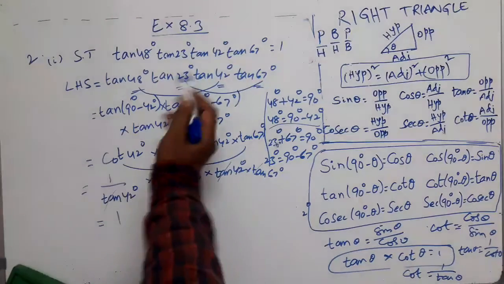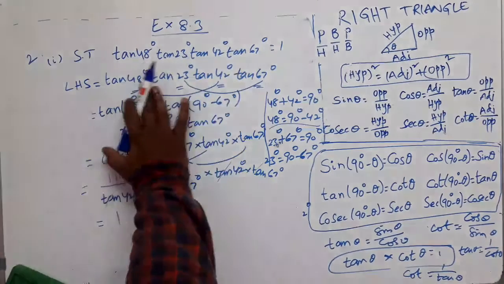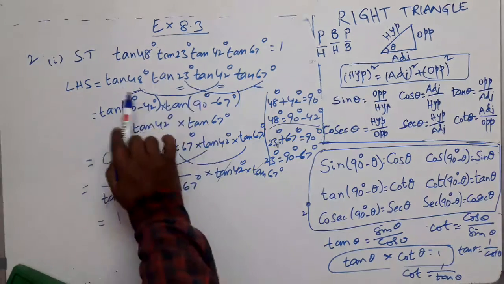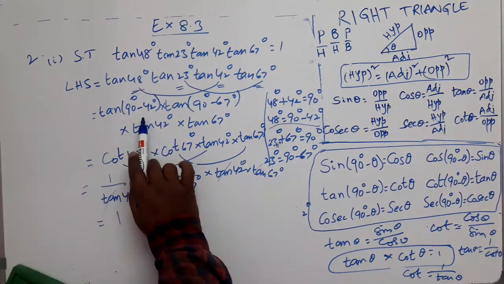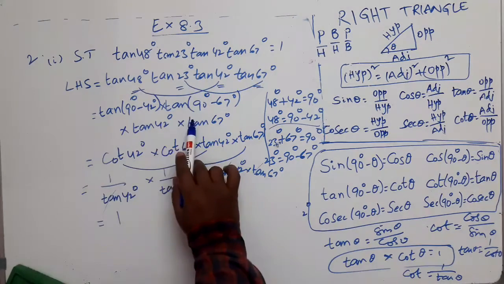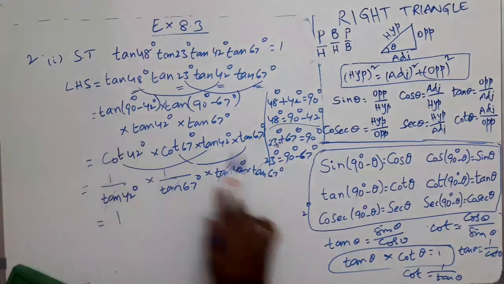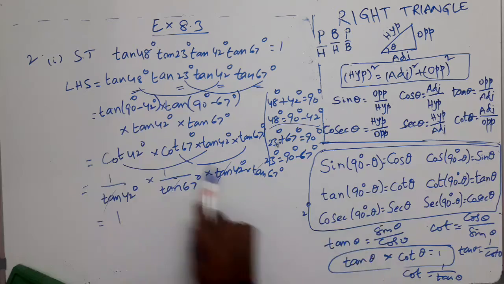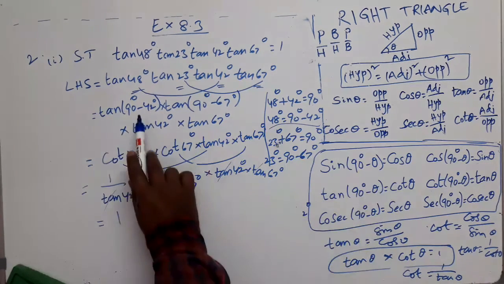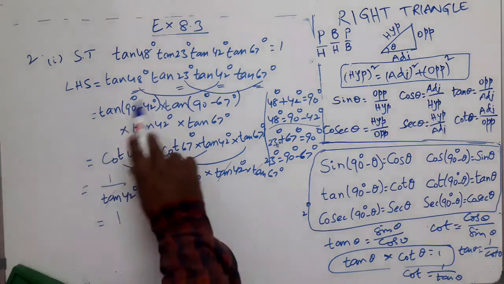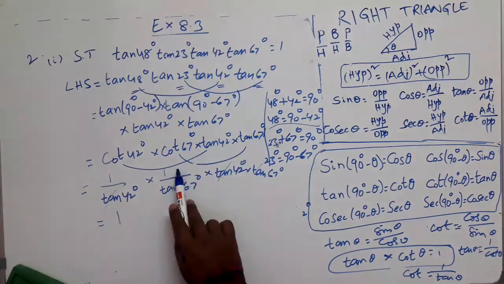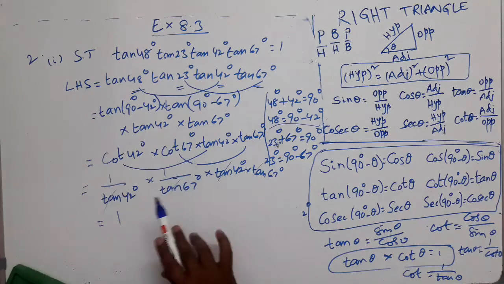So you have left these two as it is, you have converted these two terms like this. 48 you have written as 90 degrees minus 42. In the same way 23 degrees you have replaced by 90 degrees minus 67 degrees. So you have used these relations. Tan 90 minus theta is cot theta, so you have written this as cot 42 degrees. This is cot 67 degrees, leaving the remaining two terms as it is.